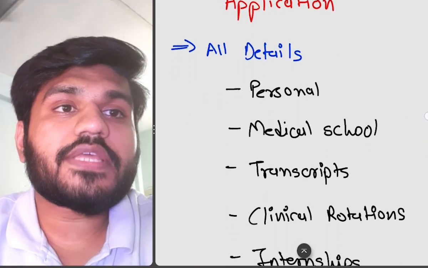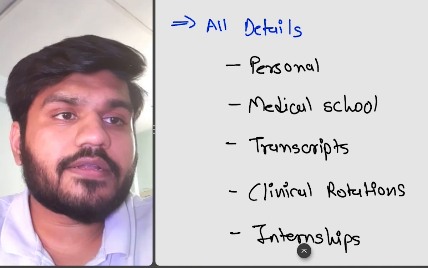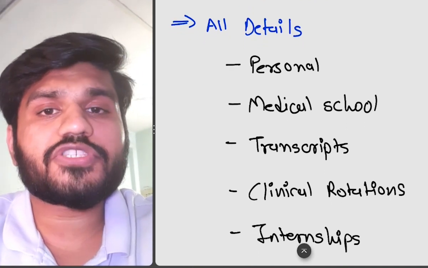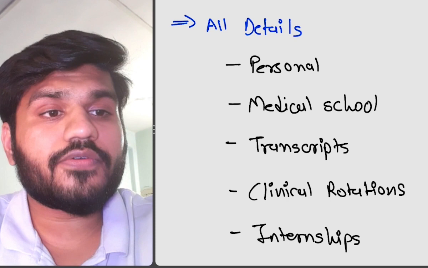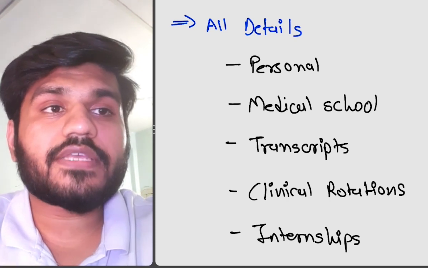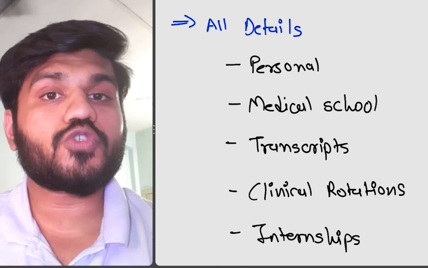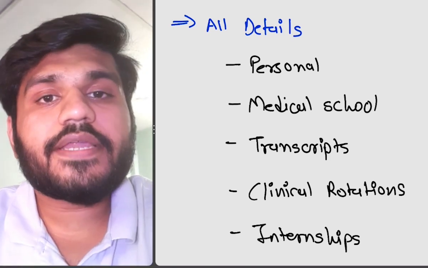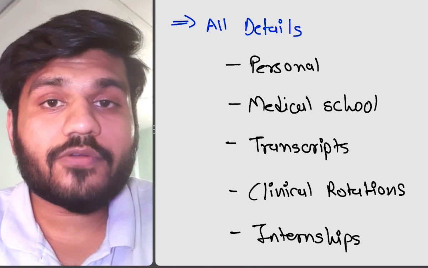After that we are going to do the USMLE application. In this application they will ask for personal details, medical school details, transcripts, clinical rotations if you have done them, and internship if you have done it. All these kinds of details they will ask. And in this application you have to choose your eligibility period. Eligibility period is the period in which you have to give the exam.